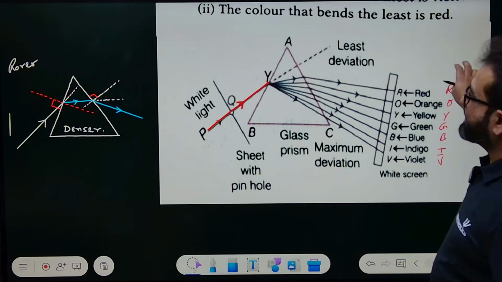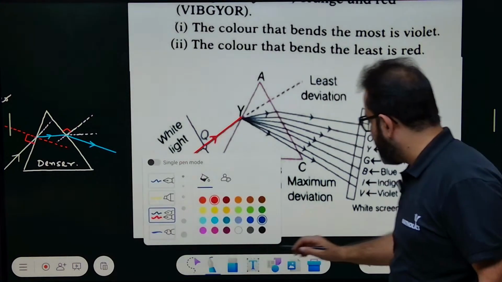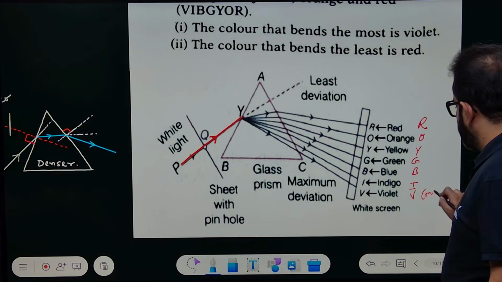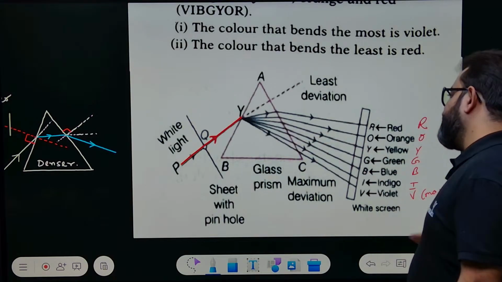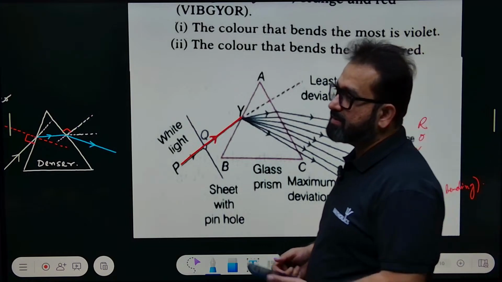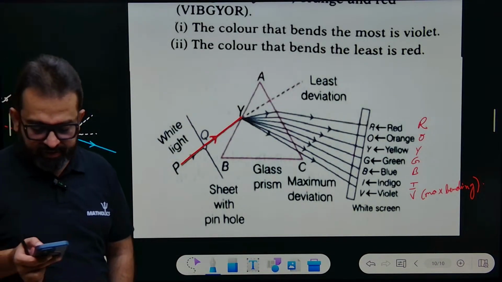And the bending is maximum in violet. The color that bends the most is violet. Maximum bending. See, maximum bending. Yes or no? Is it true or false? This is maximum bending in violet, and the upper side is red. That means minimum bending is red. Yes or no? I guess it is very much clear.